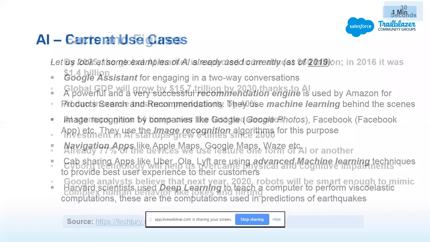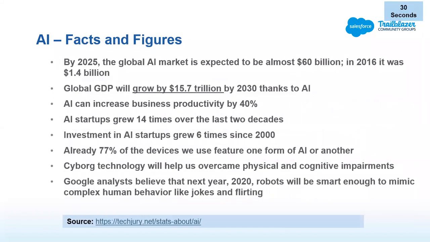Okay, now just 30 seconds on this. That's basically the AI facts and figures. By 2025, the global AI market is expected to be almost 60 billion. That's a huge number. And in 2016, it was already 1.4 billion. So you can just see what kind of numbers we are talking about.